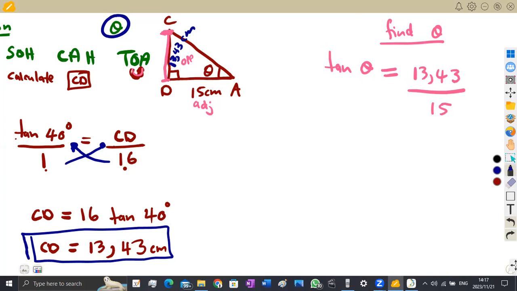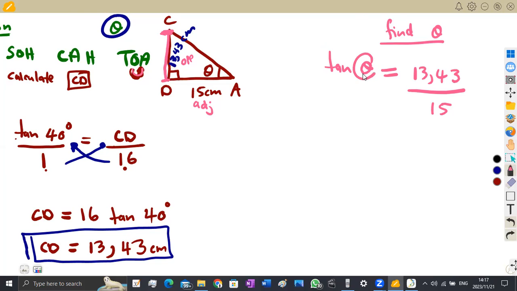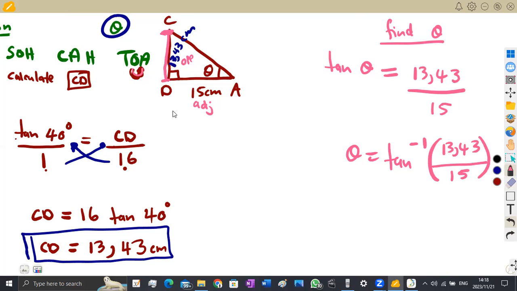If you're working with anything that consists of an angle, to find the angle there, you take that ratio to the other side of the equation, but it carries a negative, like this, which is arctan. So this is arctan, arc cos, arc sine, like that, okay? So since this is tan, it's going to be arctan of 13,43 over what? Over 15. Remember, this was 15. So this now gives us the theta.